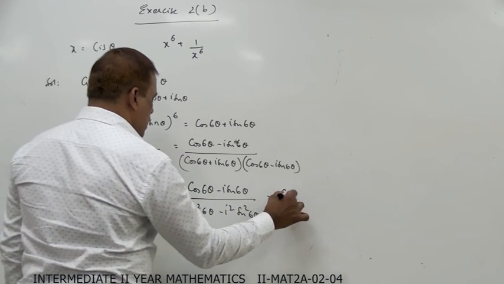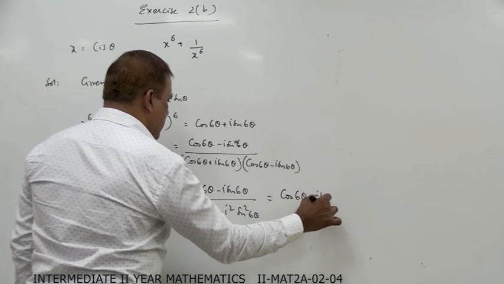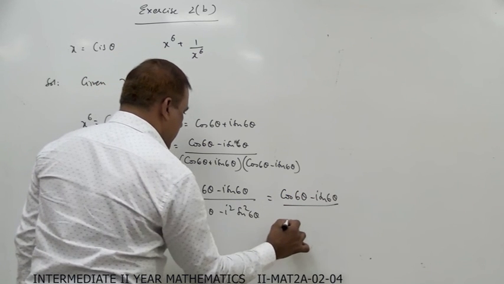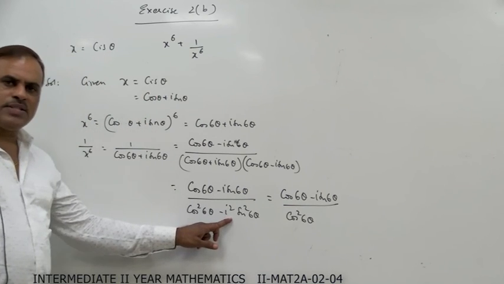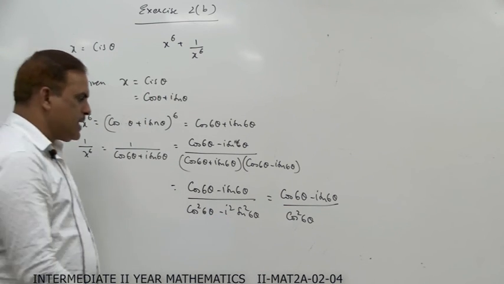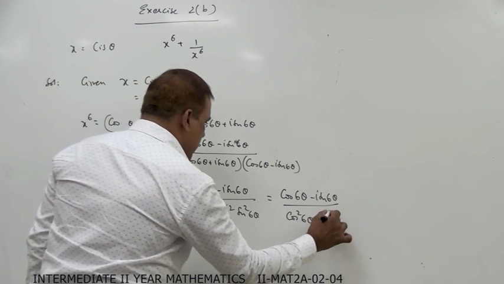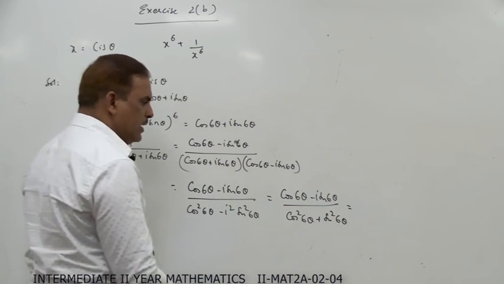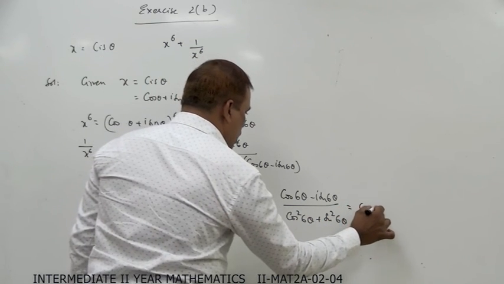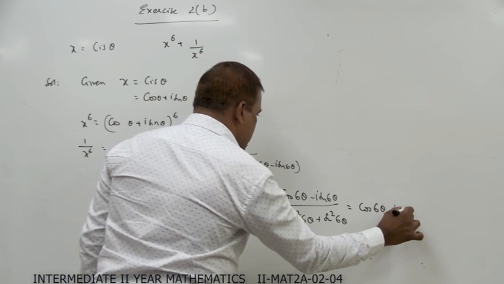This is cos 6 theta minus I sin 6 theta by cos square 6 theta. I square is minus 1. Minus of minus 1 is plus 1 plus sin square 6 theta. Cos square theta plus sin square theta is 1. This is equal to cos 6 theta minus I sin 6 theta.